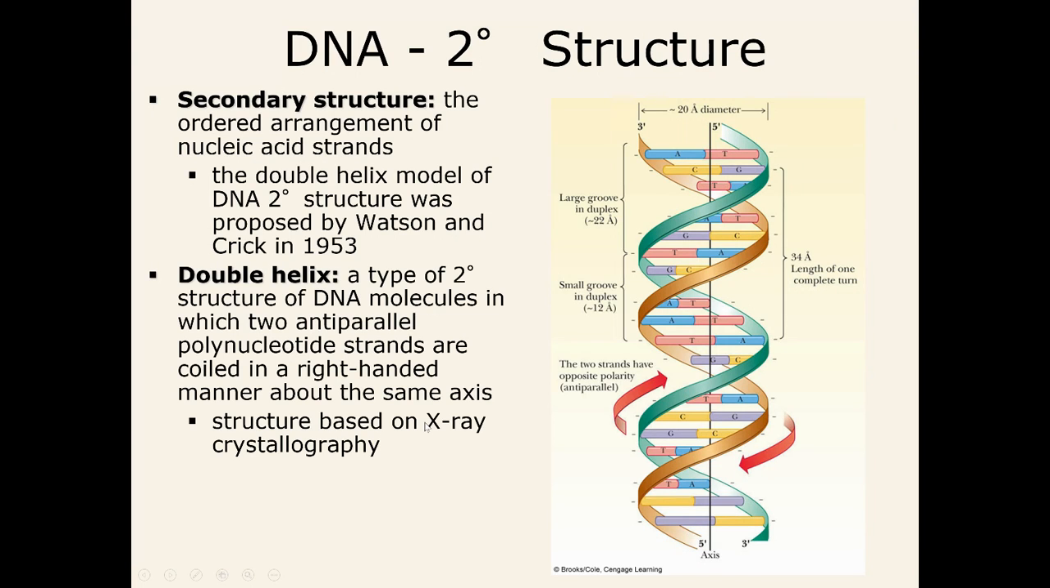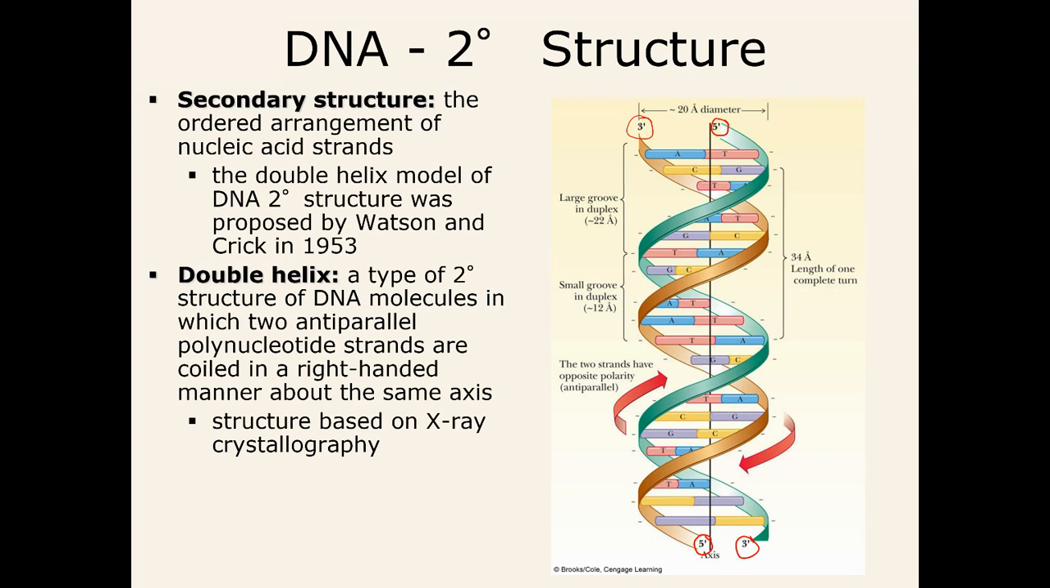Okay, now for DNA, the secondary structure is a very ordered arrangement of nucleic acid strands, and it forms what's called a double helix structure. In the double helix structure, they run anti-parallel to each other. So one of the strands runs 5', that would be this green one, to 3', and the other strand runs 3' to 5'.